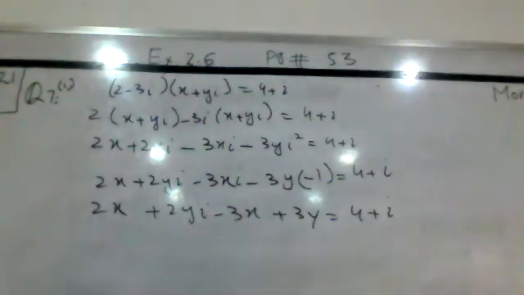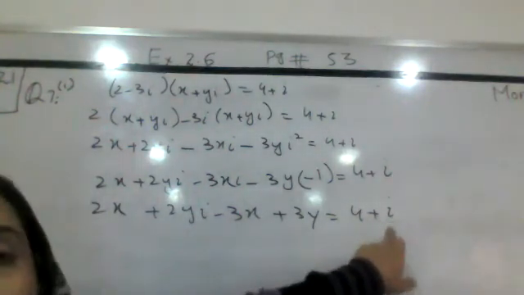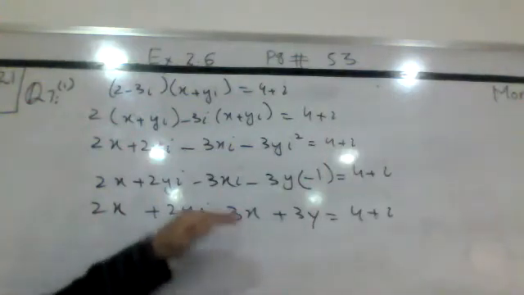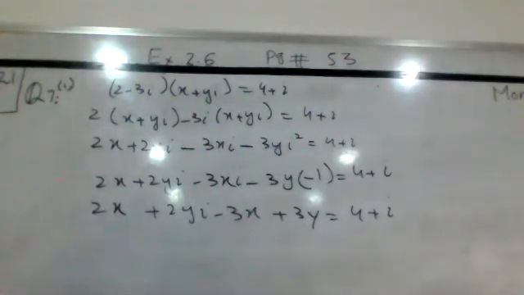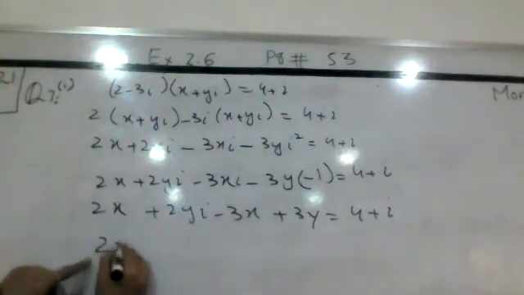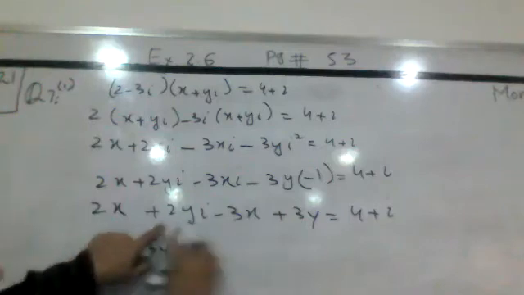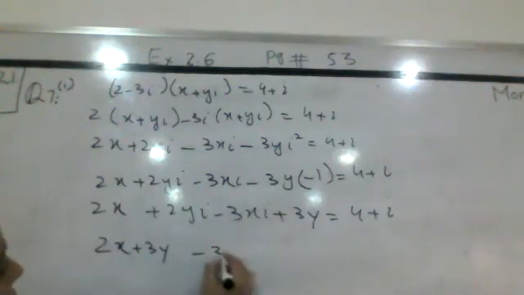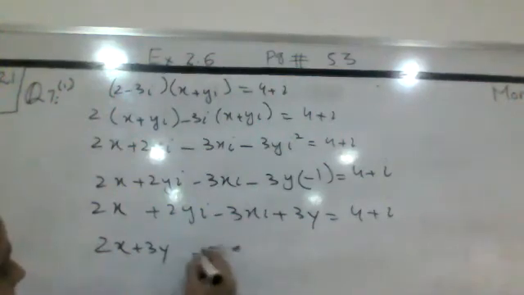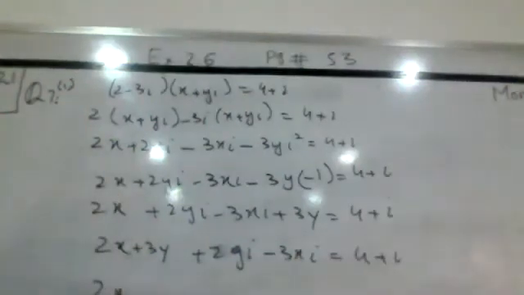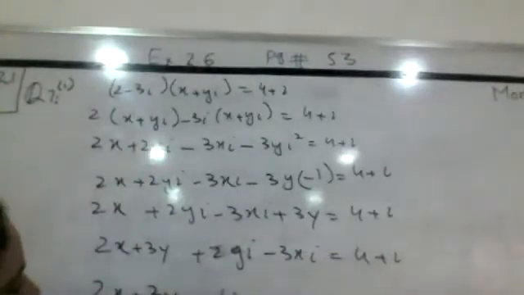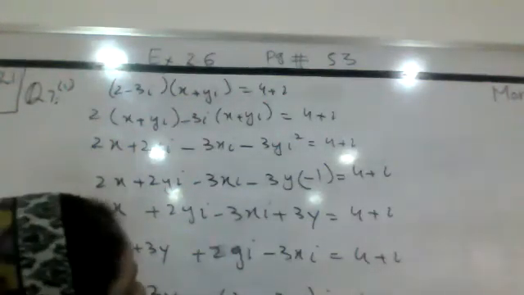Now, as you can see on the right hand side, you have real part and imaginary part separately. So you have to arrange your left hand side with real part and imaginary part separately. With 2x, which other real part do you have? 3y. So I will combine this 3y, and I will arrange these two as well. 2x + 3y + 2yi - 3xi is equal to 4 + i.